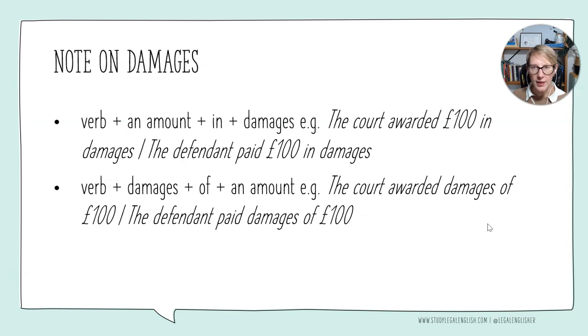Another way of saying this would be that you put the amount after the collocation. So here, for example, you've got your verb plus damages plus the preposition of, and then the specific amount. An example with the collocation to award damages would be the court awarded damages of £100. An example with to pay damages would be the defendant paid damages of £100.